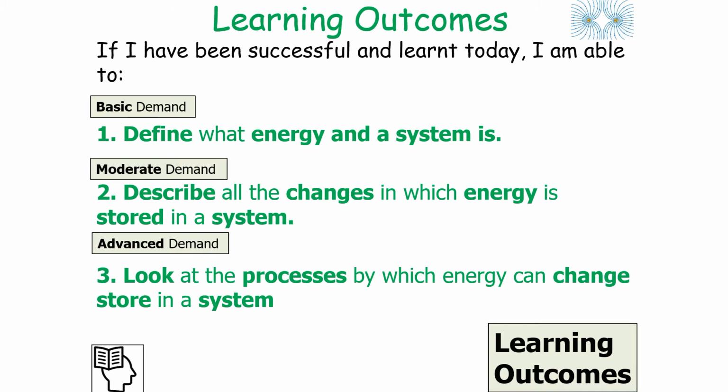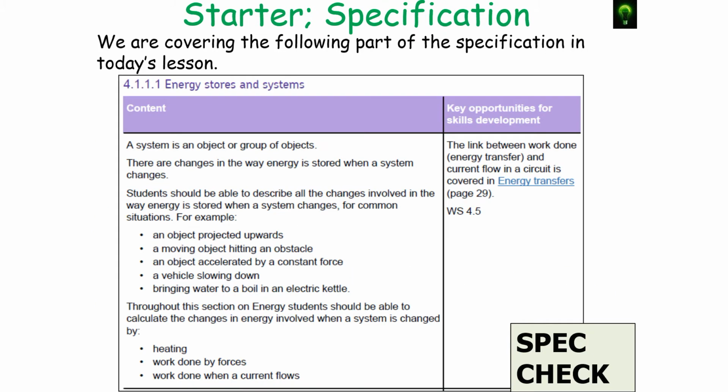So if we're successful in today's lesson, we should be able to define what energy and a system is, describe all the changes in which energy is stored in a system, and look at the processes by which energy can change store in a system. So we're going to be looking at the following part of the GCSE AQA Combined Science and Separate Science specification. It's energy stores and energy systems in the energy topic.